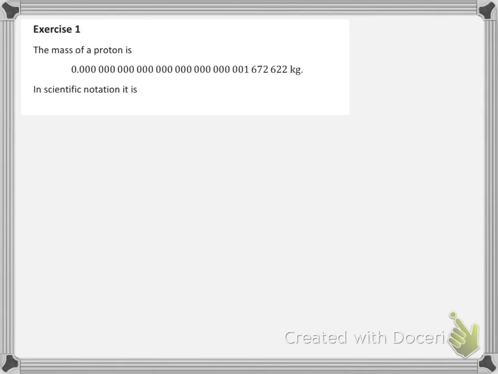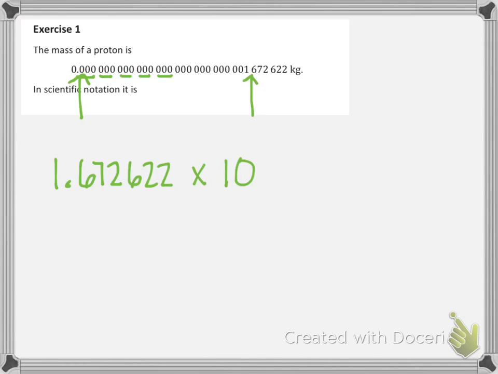Okay, exercise 1 gives us the mass of a proton, and we have to write it in scientific notation. So first thing I notice is my decimal is here, and I need it to be here. So I've got to move my decimal quite a ways. But my answer is going to be 1.672622 times 10 to the something. And let's see, I've got to move 3, 6, 9, 12, 15, 18, 21, 24, 27 spots. So my number is a 27.